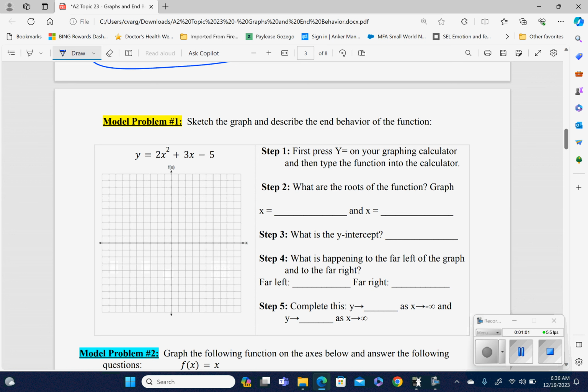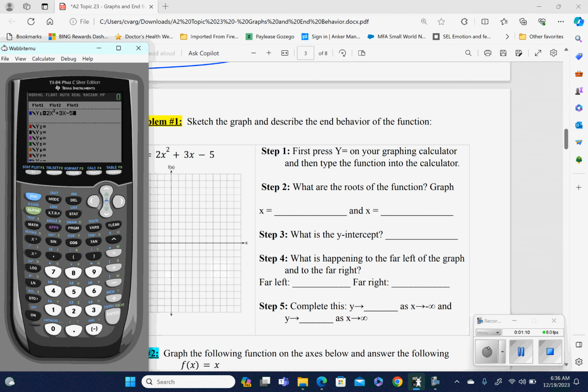So sketching the graph. Sketching and graphing are two different things, but if it says sketch the graph, we want to try to be as exact as possible. So step one, press y equals on your graphing calculator, which I already did, and I plugged in the function, 2x squared plus 3x minus 5, and then we want to go ahead and hit graph.